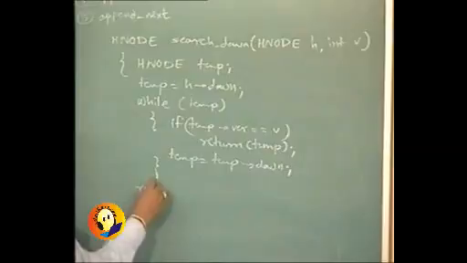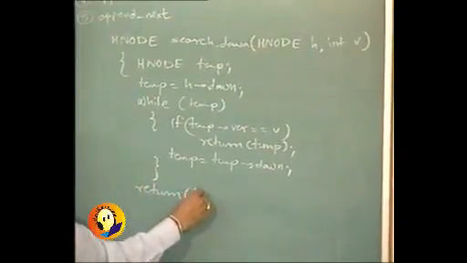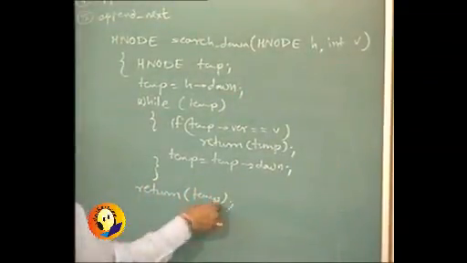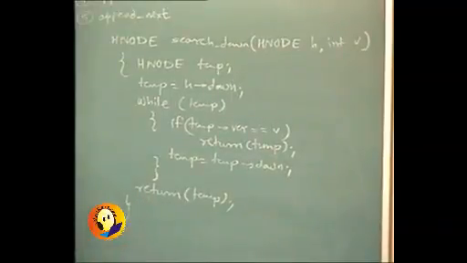At the end you can return temp. If you reach this return temp, it will return null, indicating that the node is not present.